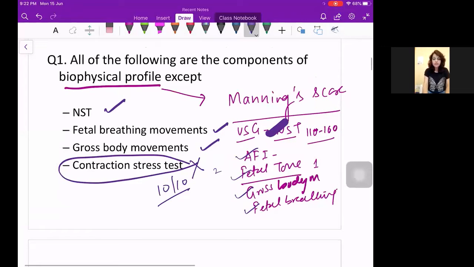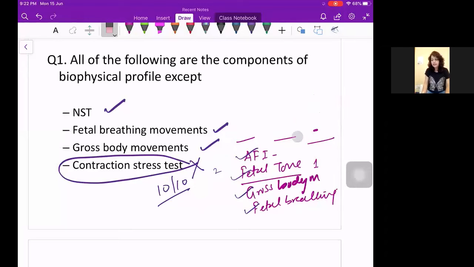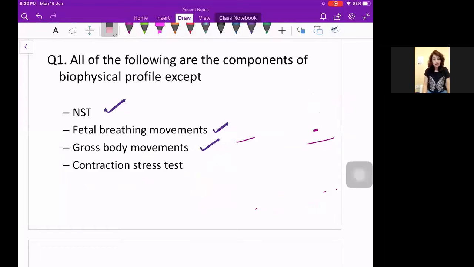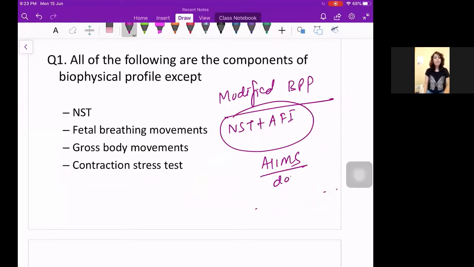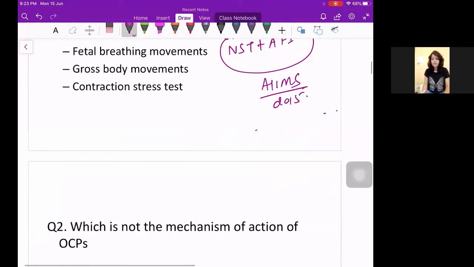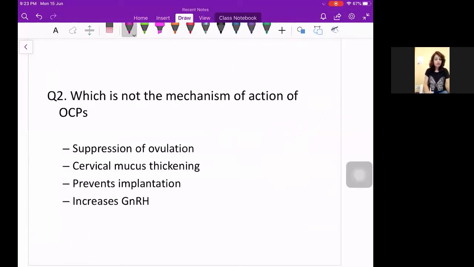Now, there was another question asked in one of the previous AIIMS PG exams, and that was: what is modified biophysical profile? When NST and amniotic fluid index, only two parameters, are used, that is called modified biophysical profile. Fine. So we move on to the next important question.